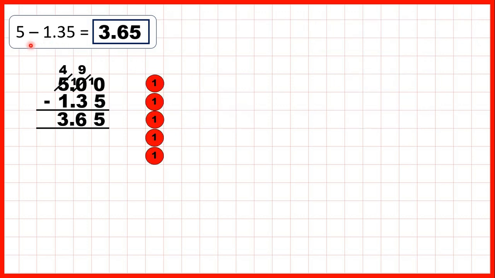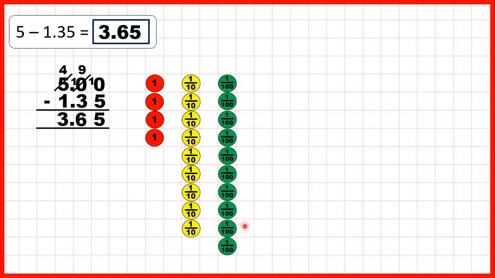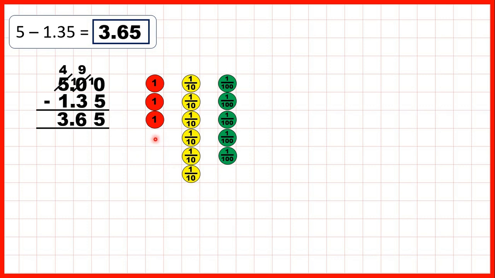Now let's look back at this first question. We had 5, so that's 5 ones, and we needed to subtract 1.35. First, we exchanged one of our ones for 10 tenths. Then we exchanged one of our tenths for 10 hundredths. That meant that we could subtract 5 hundredths, then 3 tenths, then 1 whole, or 1 one. That gave us our answer 3.65, so 3 ones, 6 tenths, and 5 hundredths.